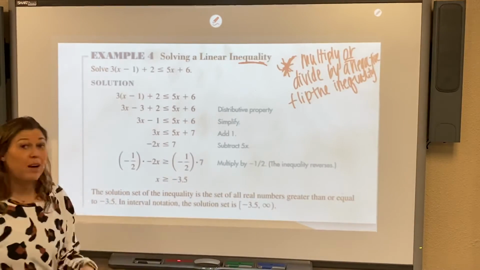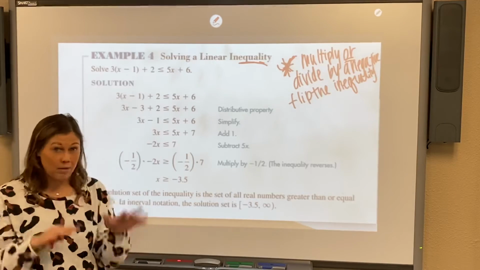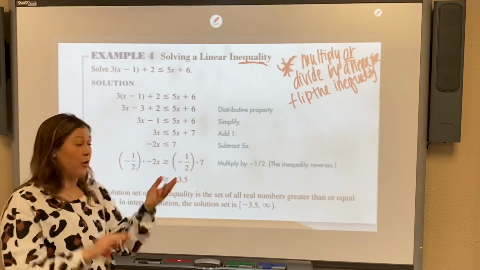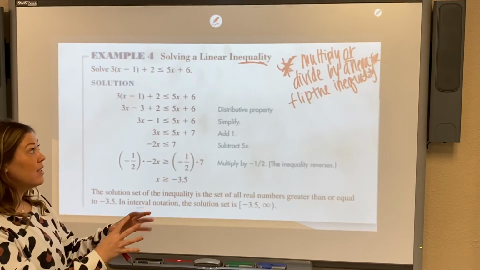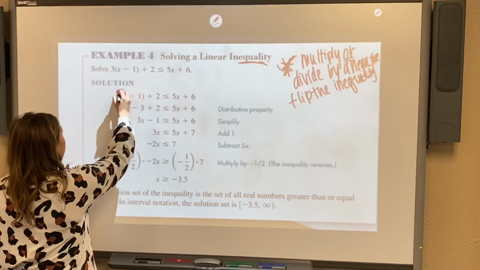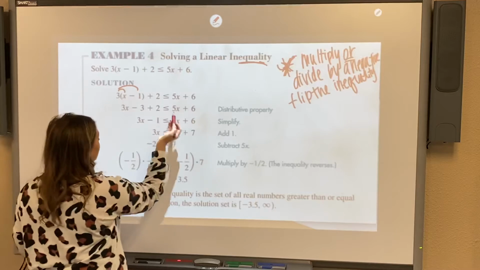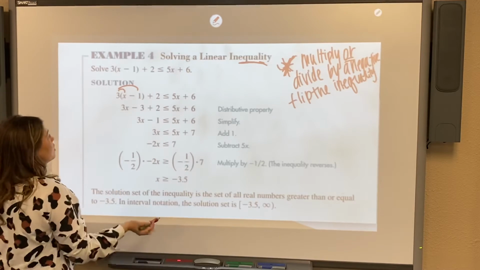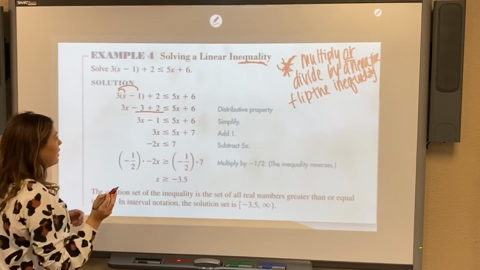So we're going to solve this like we did our previous ones: distribute, combine, x's on left, numbers on right. And if we multiply or divide at any point by a negative number, you flip your inequality. So we have 3 times x, 3 times negative 1. So that'd be 3x minus 3 plus 2 less than or equal to 5x plus 6. So now we combine our like terms. On the left, we have negative 3 plus 2, which is negative 1.